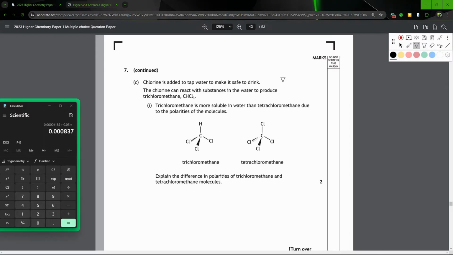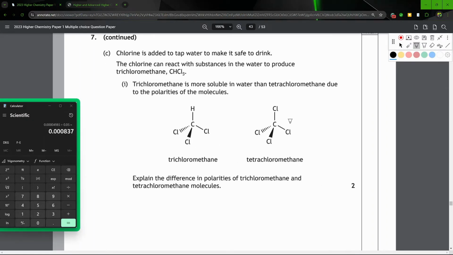Okay, so basically the difference here is that both of these contain the same C to Cl highly polar bond, but the main difference is that tetrachloromethane is symmetric, so all those polarities cancel each other out, so it's overall non-polar. Trichloromethane has that one hydrogen atom, which means that you still have a net dipole over the molecule, which means it's easier to dissolve. So that's why it's more soluble in water.